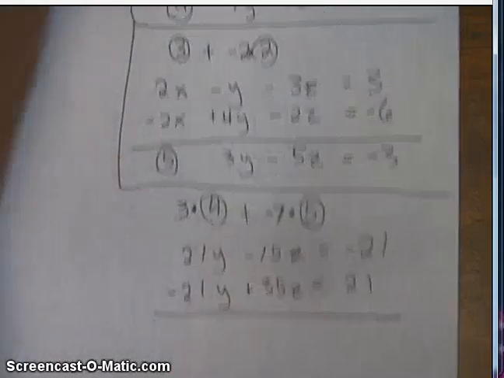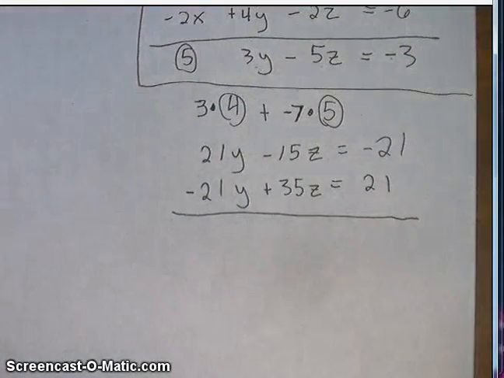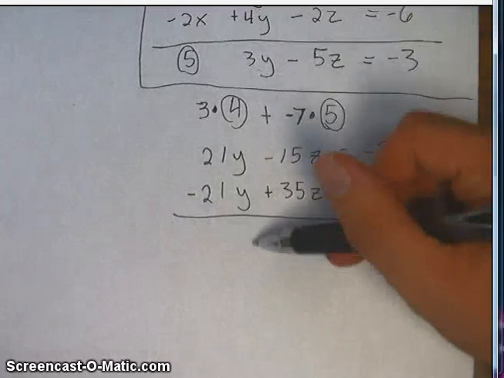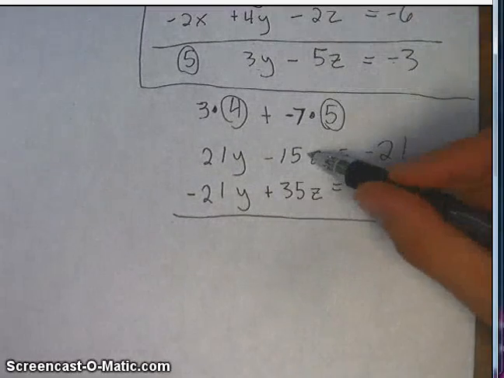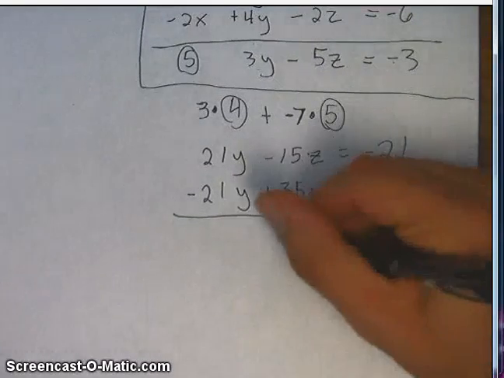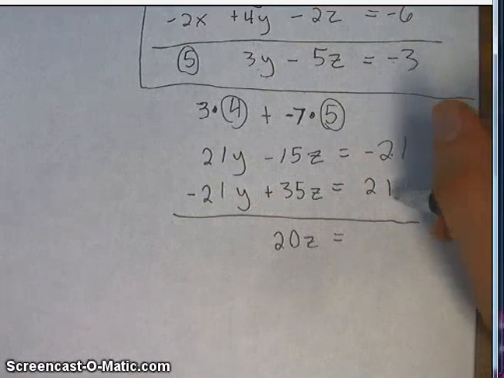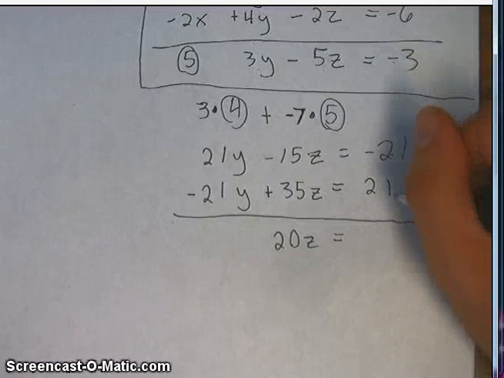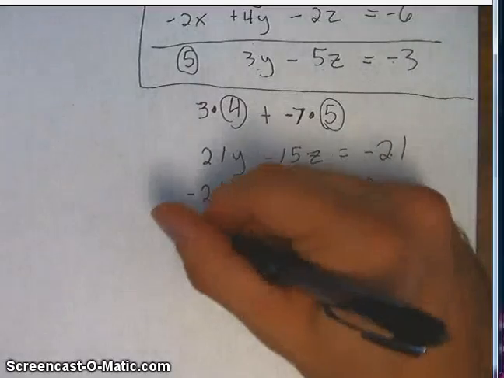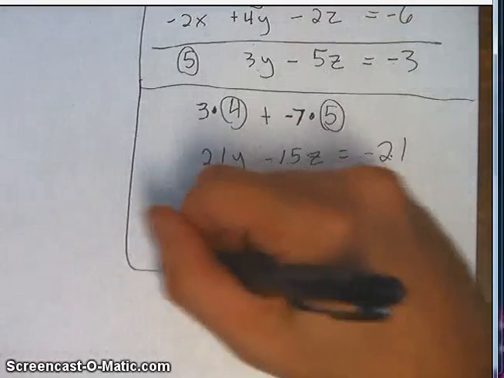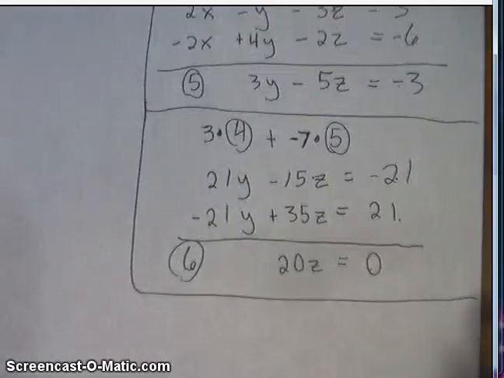All right, so I need to go ahead and add these things together. The y's are going to be eliminated. Negative 15 plus 35 is 20z. And the negative 21 plus 21 is 0. This is equation number 6. And we're done with step 3.